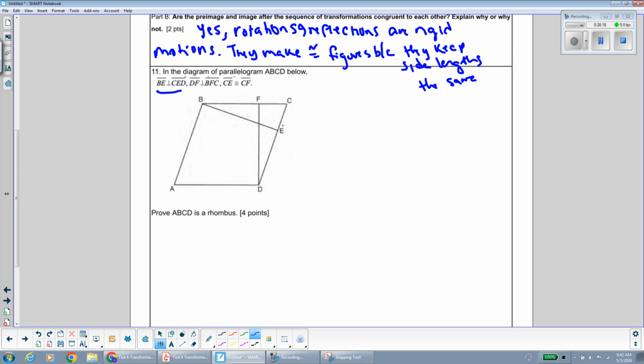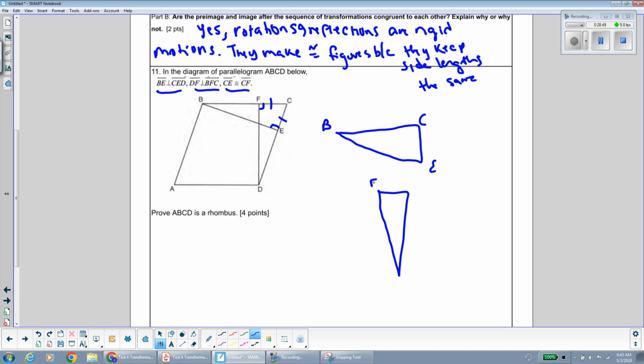BE is perpendicular to CED. DF is perpendicular to BCD. And we know that CE is congruent to CF. Notice here that we have overlapping triangles. A great strategy for working with overlapping triangles that you learned last semester is to draw them separately. That goes here, that goes here, and those go here.